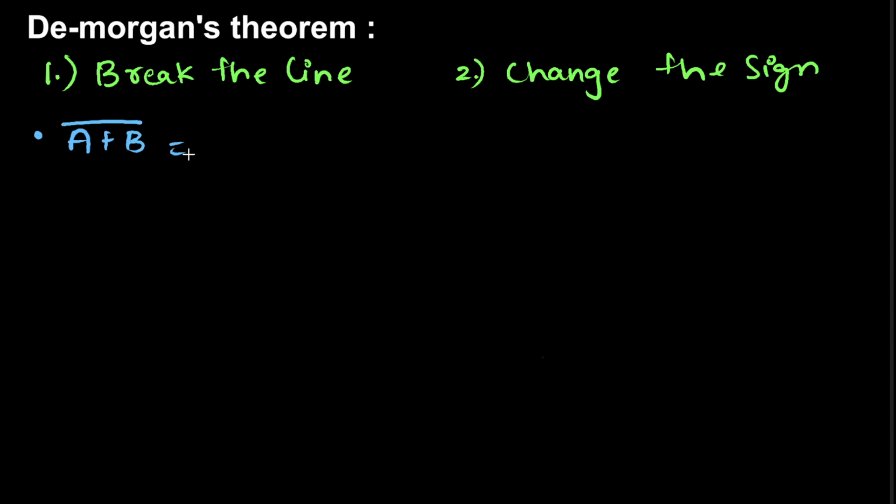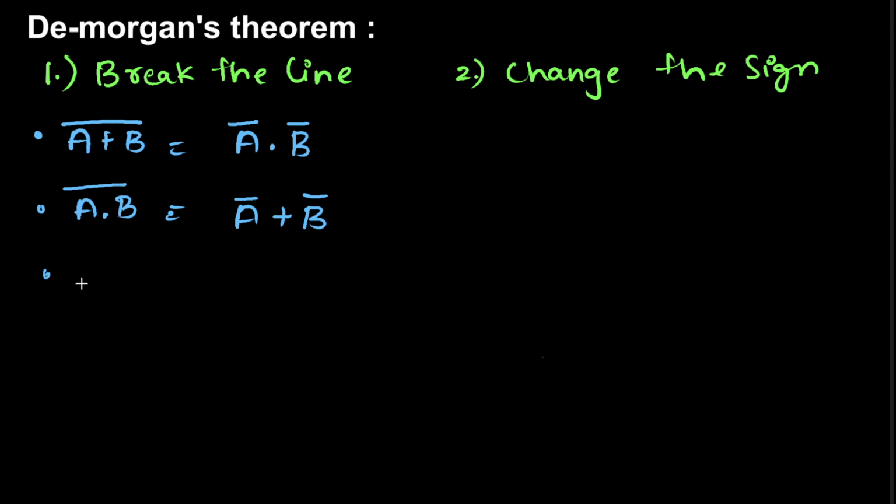I am having this one. Then what I need to do? First I will break the line: a bar and b bar. Then I need to change the sign, so the or I will change to dot. And similarly, if I am having a dot b whole bar, then first I will break the line, and here it is dot, and here I will change dot to or.